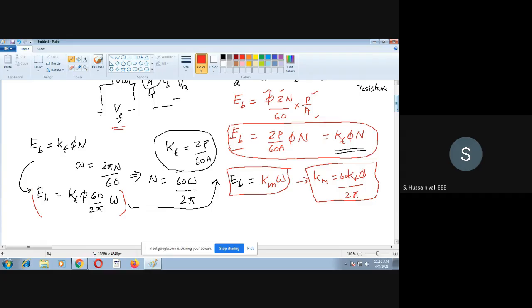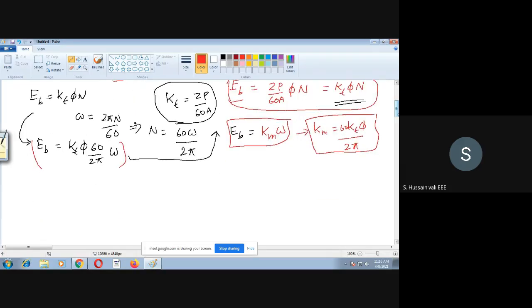Now recall what the torque equation is. I want to represent the torque equation also. If you recall the relationship between power and torque, P is equal to 2 pi NT by 60. Everyone might have remembered this equation. P is the power, T is the torque production, and N is the speed in RPM. So we will write this further.